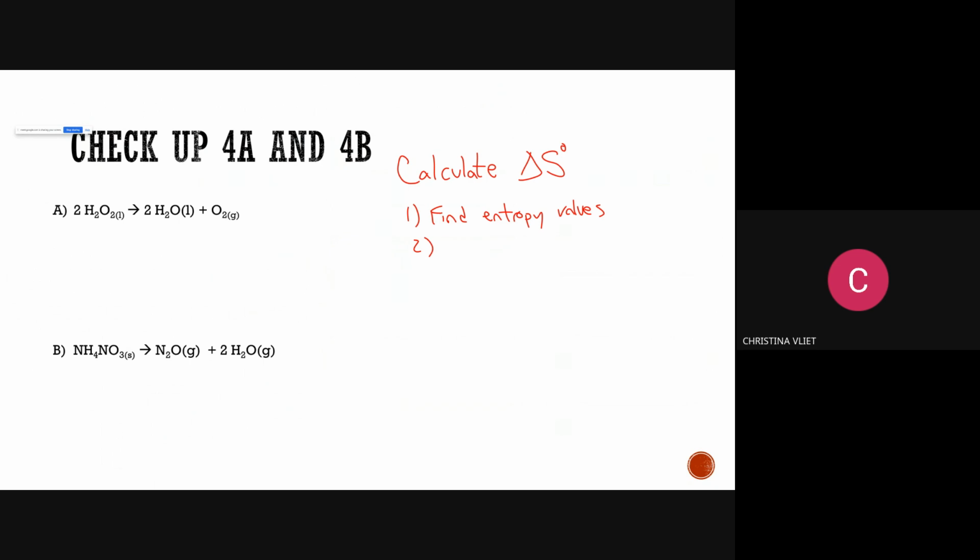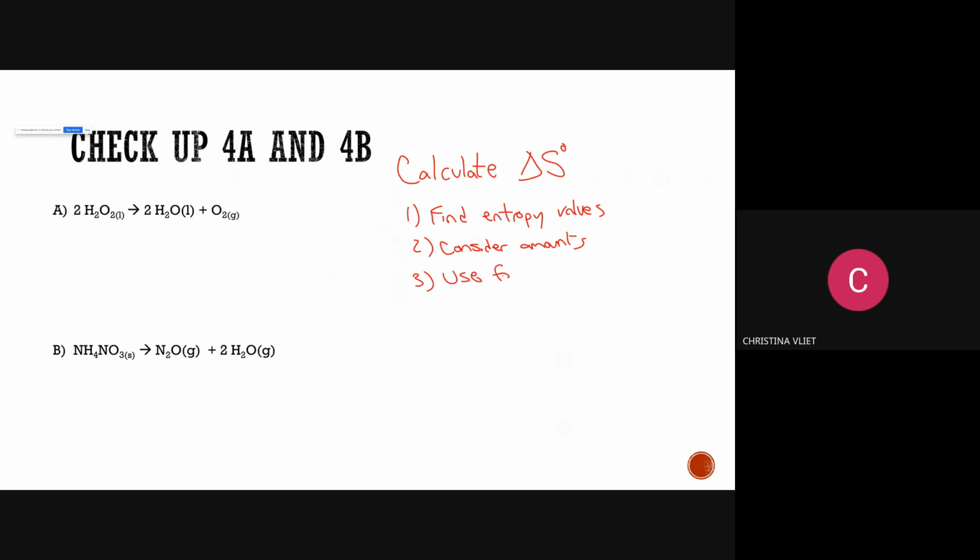Make sure you consider amounts, right? Because the entropy values are joules per mole. So if you've got 2 moles, what would you have to do? Right. Consider amounts. And then it's use formula.